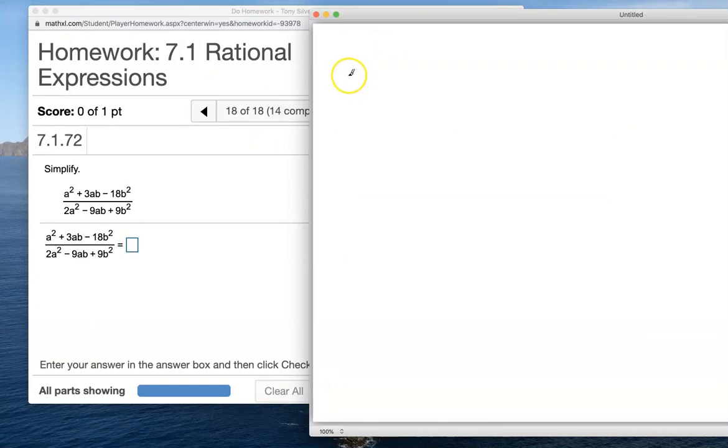Okay, so here we go. I'm going to take a look at the top. I'm going to forget the second variable. I'm going to factor that. That's equal to a and a, plus and minus for the negative 18. I'm going to go 6 and 3. That would give me positive 3.